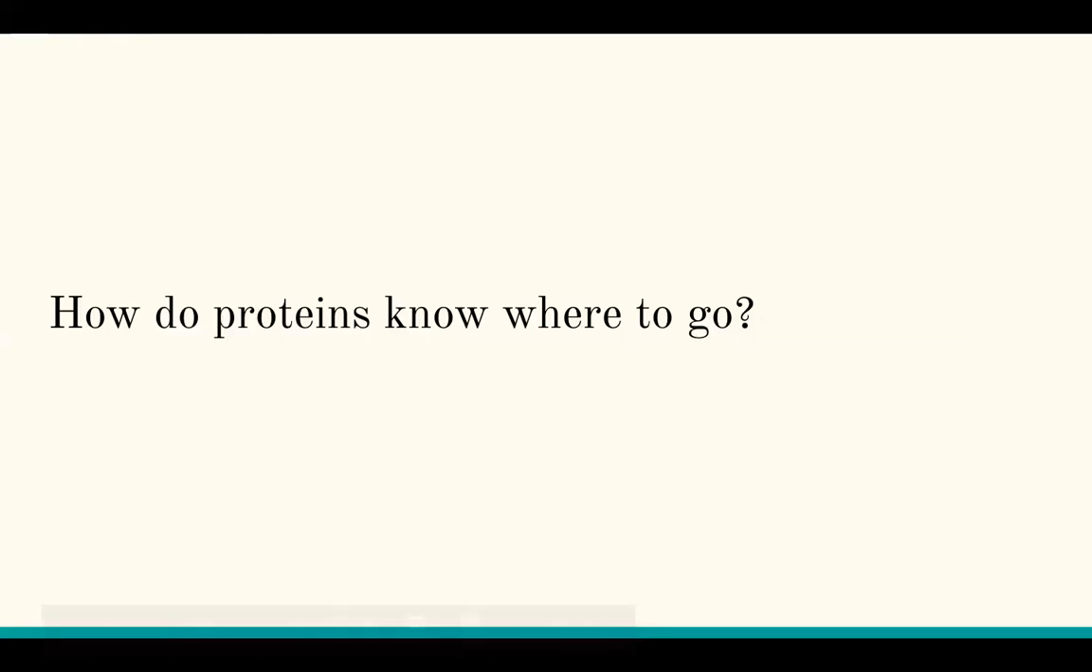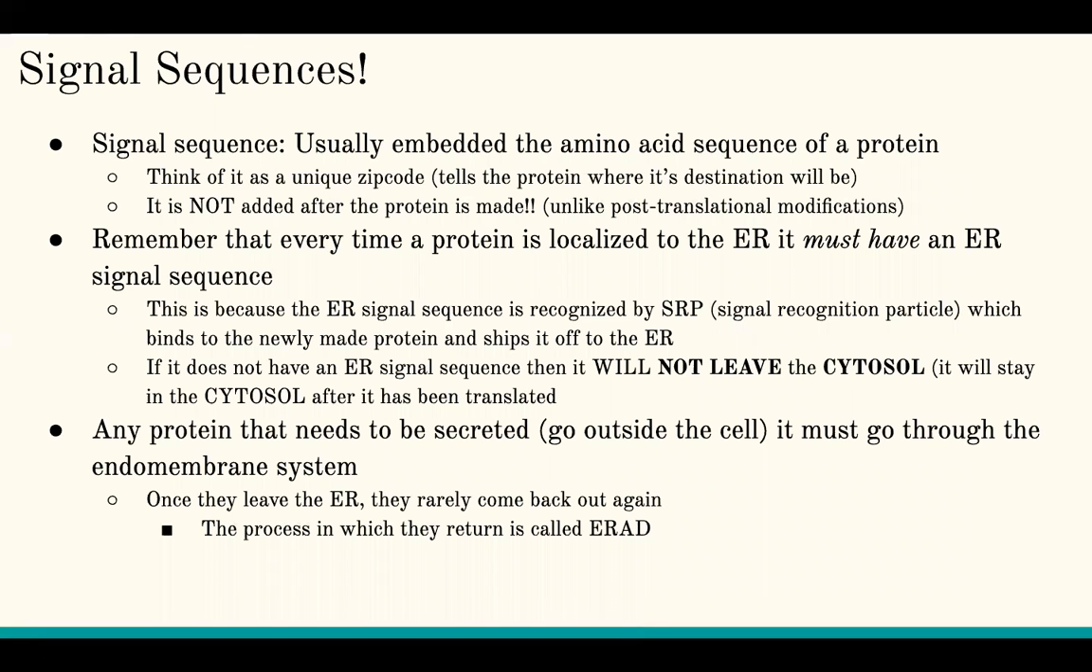How do proteins know where to go? This is all due to signal sequences. Signal sequences are usually embedded in the amino acid sequence of a protein. In most cases; we're going to discuss cases where this isn't true. Try to imagine a signal sequence as a zip code. It will tell the protein where it's going to be living in the cell. And since signal sequences are part of the amino acid sequence, they cannot be added after a protein is made, which is separate from post-translational modifications, which we looked at a few lectures ago.